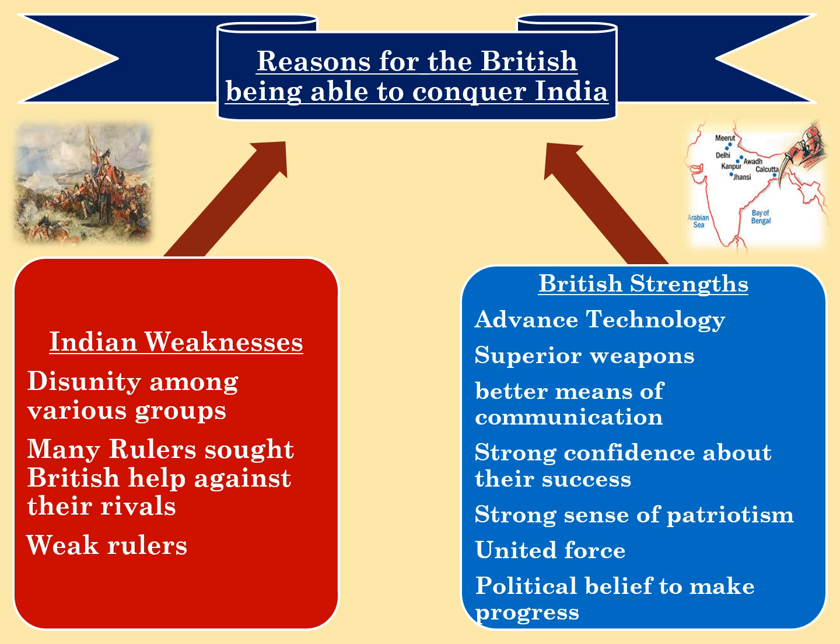Now, if we talk about the British strengths, because of the Industrial Revolution, they had advances in technology, superior weapons, better means of communication and strong confidence about their success. They had a strong sense of patriotism and it acted as a uniting force, with a sense of superior culture that they wanted to spread. They had a political belief to make progress and to rule a larger part of the world, and such beliefs acted as a driving force in making successful efforts to conquer India.